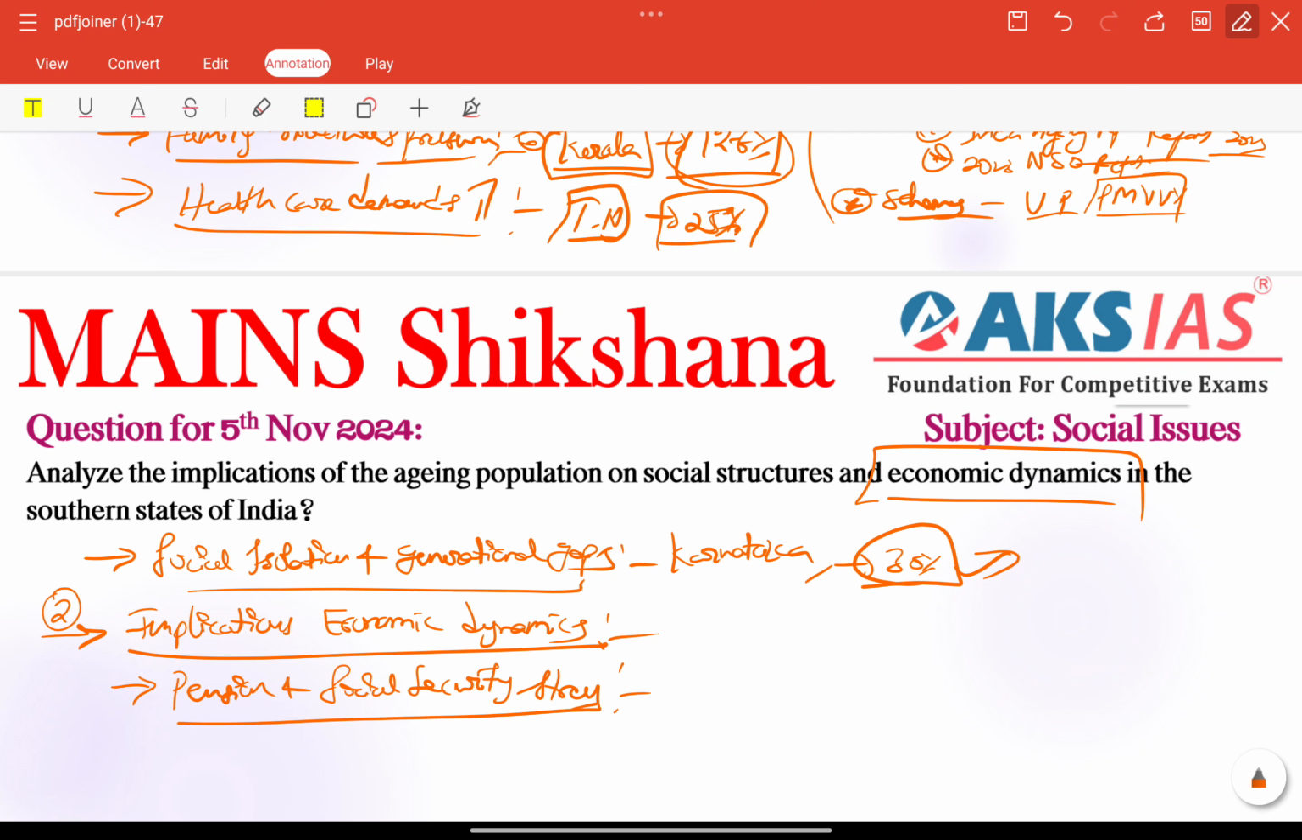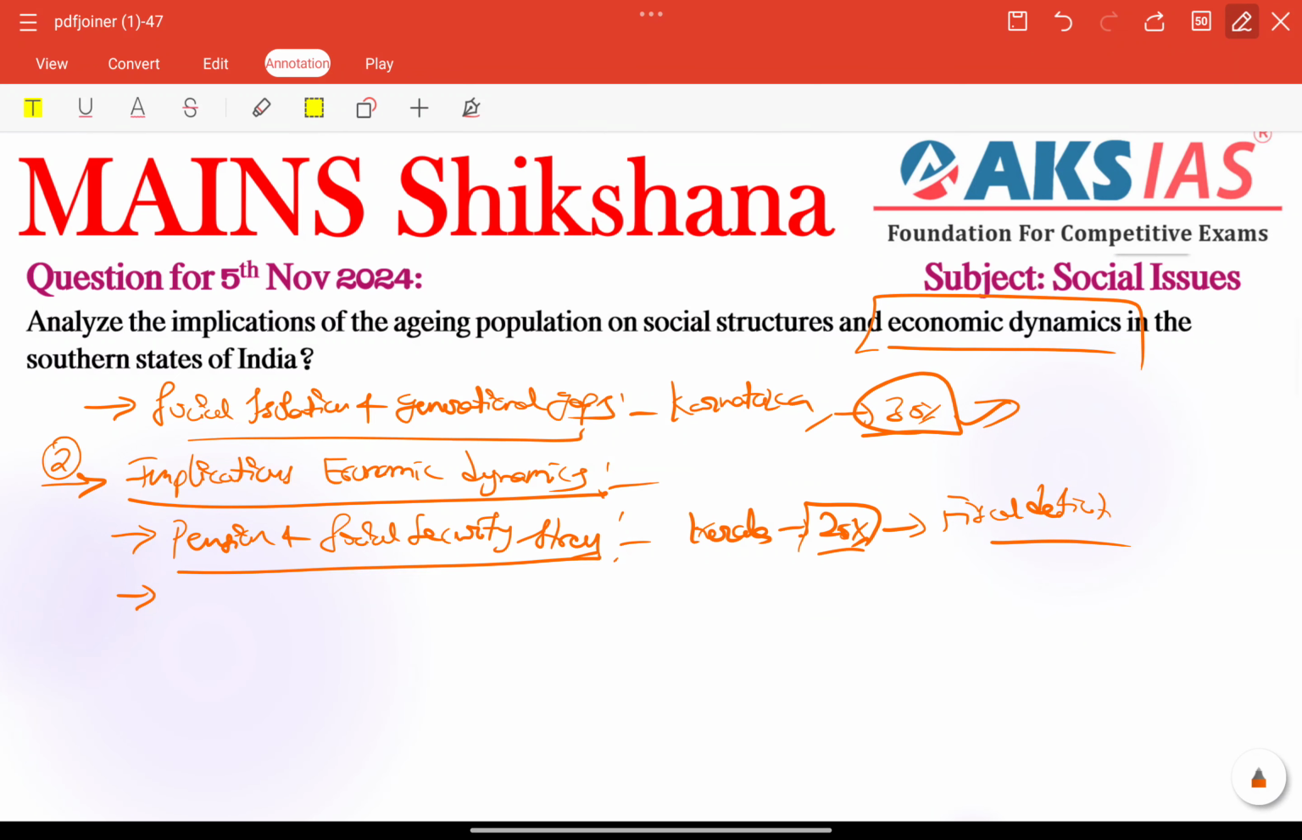More elderly means higher spending on pensions, straining state finances also, right? So especially we can talk about Kerala, where 20% of state expenditure is now on pension schemes, contributing to fiscal deficit especially, right? Fiscal deficit is the present problem, right? So other than that, we can talk about impact on workforce and productivity also.